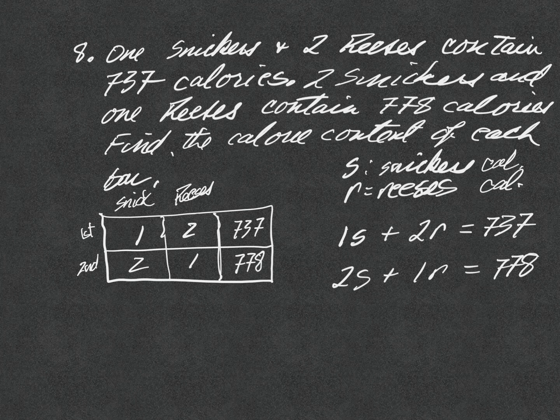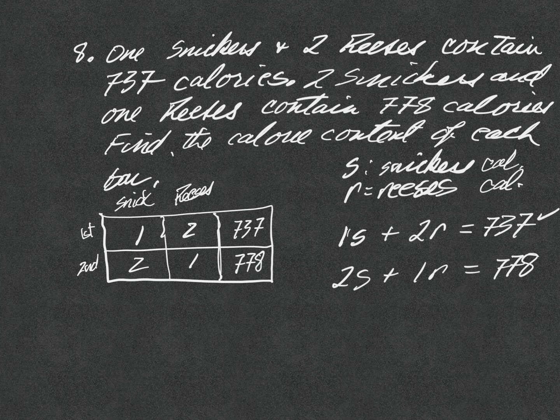So 1 bar times whatever the calories of the Snickers are, plus 2 Reese's times whatever the calories of the Reese's are. So we're adding calories to get 737. And the same thing on the next equation. So I'm pretty confident these equations are correct. So I just need to move forward.